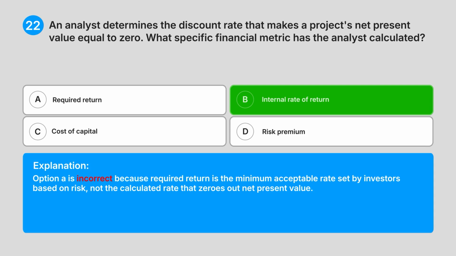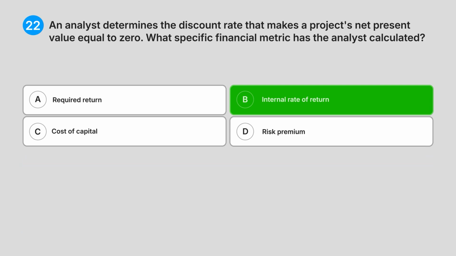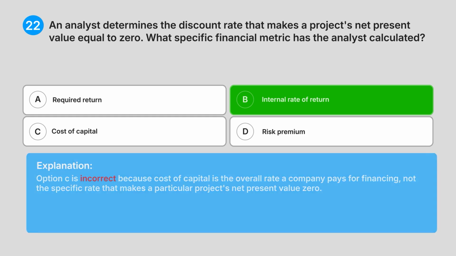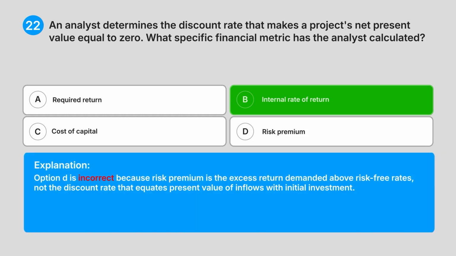Option A is incorrect because required return is the minimum acceptable rate set by investors based on risk, not the calculated rate that zeroes out net present value. Option C is incorrect because cost of capital is the overall rate a company pays for financing, not the specific rate that makes a particular project's net present value 0. Option D is incorrect because risk premium is the excess return demanded above risk-free rates, not the discount rate that equates present value of inflows with initial investment.